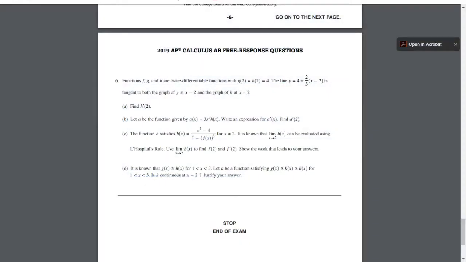B. Let a be the function given by a of x equals 3x squared h of x. Write an expression for a prime of x. Find a prime of 2. Okay, we're going to need the product rule here. So essentially a of x is 3x cubed times h of x. And that's how we want to think of it in terms of the product rule.